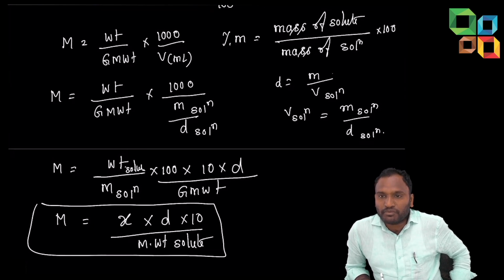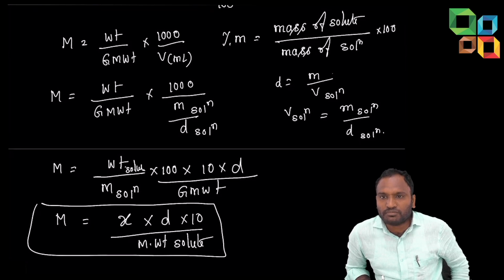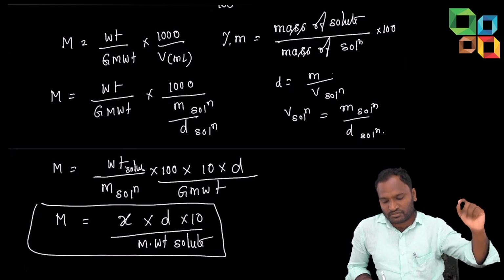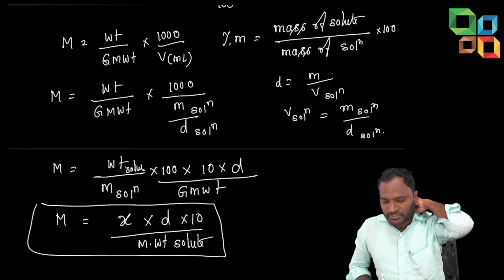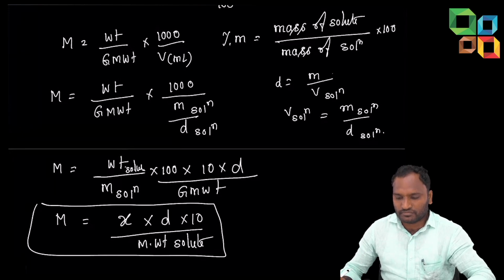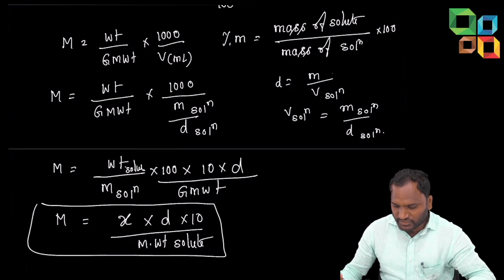Nothing I did. From the density of the solution, I am getting the volume of the solution. That volume term I am replacing with mass of solution and density of the solution. We'll get it now in terms of mass percentage and density. So you can do it directly: X into D into 10 by gram molecular weight.